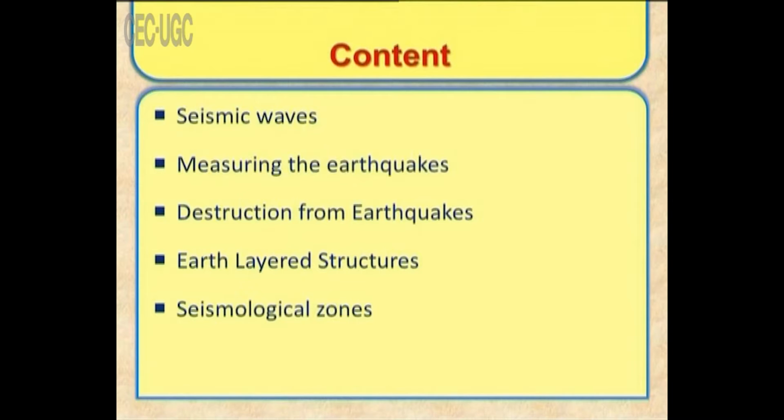So, in the last class we studied about earthquakes, how they are formed, and what is meant by the elastic rebound theory, and also we discussed the instrument called the seismograph and different causes. Now we are going to discuss the role of seismic waves, how seismic waves act during earthquakes, and then measuring earthquakes. Then we have to discuss the destructions of earthquakes and also the different earth layer structures, and finally seismological zones. What do you mean by seismic waves?